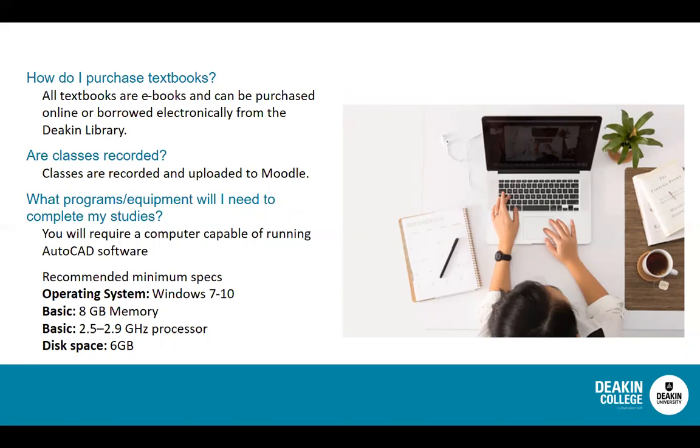What programs or equipment will I need to complete my studies? For SEJ 101, Design Fundamentals, there's a 3D modeling component, which means that you'll need to have a computer capable of running the AutoCAD software. We've listed the minimum requirements for the AutoCAD software used here. The operating system has to be between Windows 7 and Windows 10 with 8 gigabytes of memory. Your processor needs to be between 2.5 and 2.9 gigahertz, and you'll need at least 6 gigabytes of disk space to hold the program as well as the 3D models that you create.